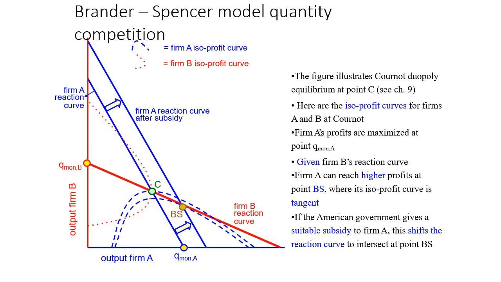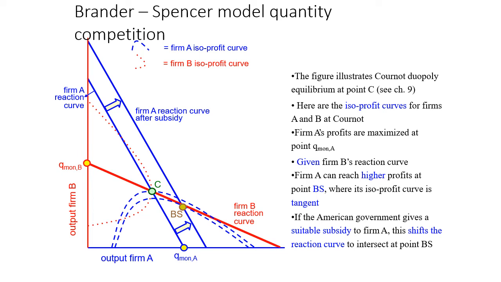That is zero output for firm B and full output for firm A, and that is where it is going to maximize profit. And then ultimately, when you're looking at the Cournot model, the point of equilibrium is where the two reaction curves, that of firm A and that of firm B, intersect, and that is at point C. And that point C goes through both isoprofit curves of firm A and firm B. That is your equilibrium condition.